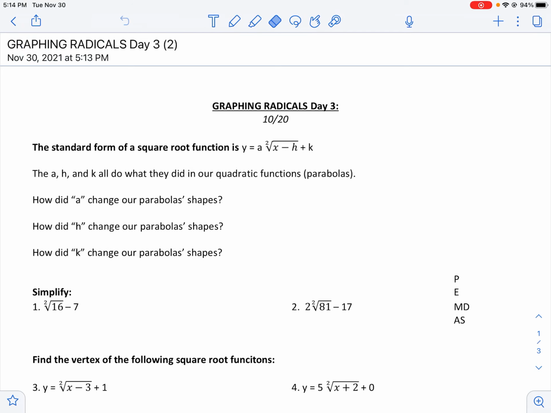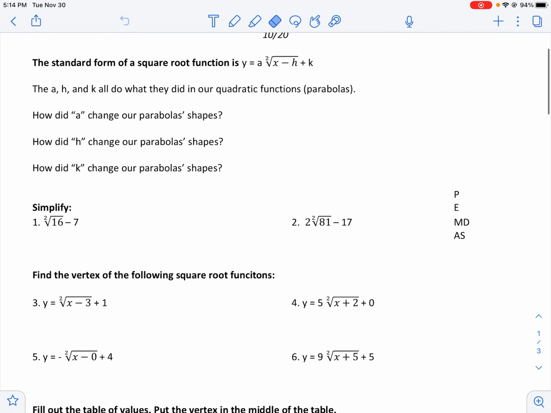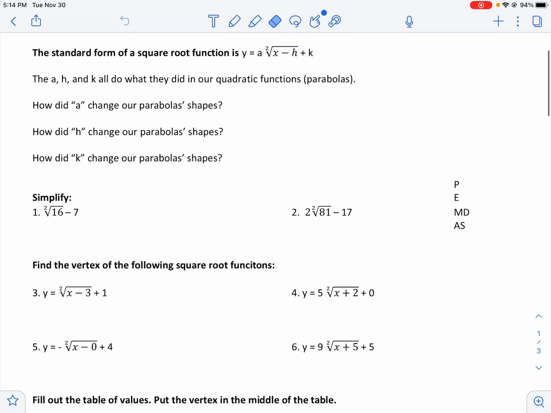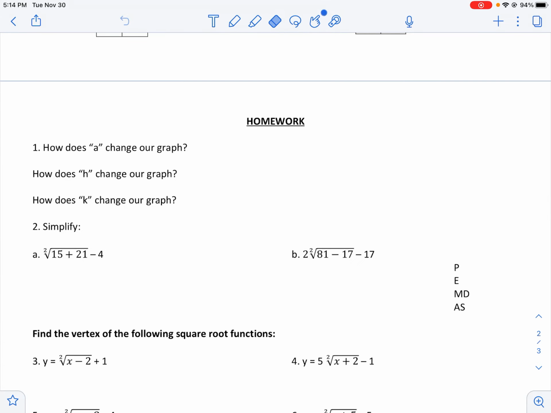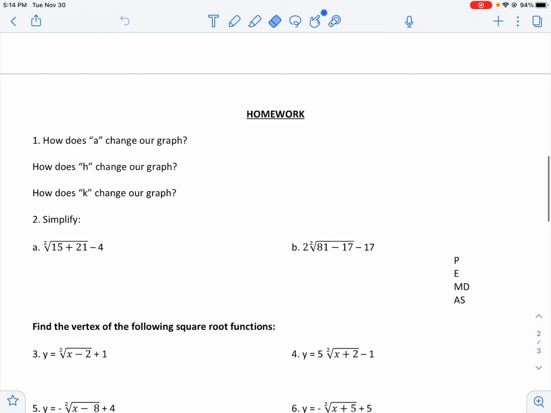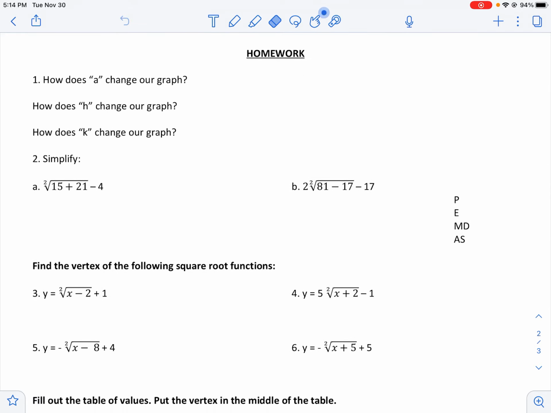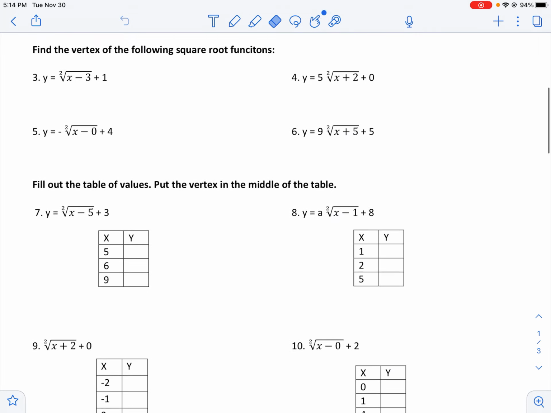Alright, so today we're going to talk about graphing radicals again. In this video we will talk about how to fill out a table of values and how to identify the horizontal shift, the vertical shift or transformation, and the stretching or shrinking of my graph.